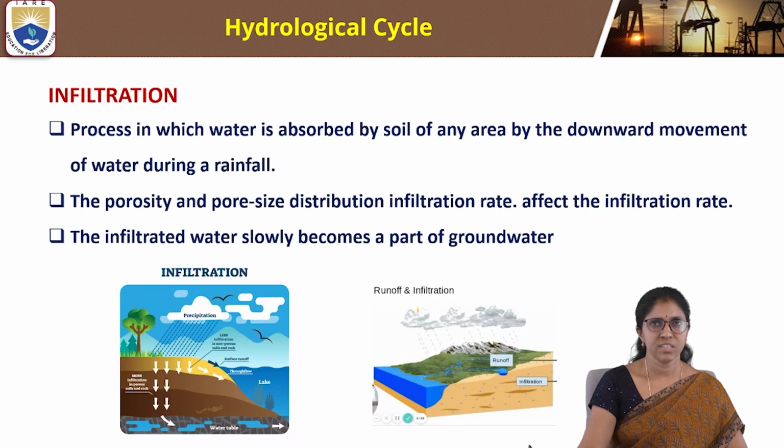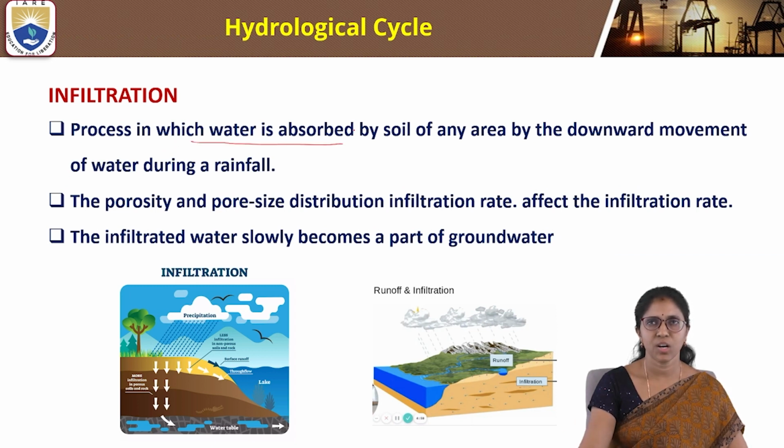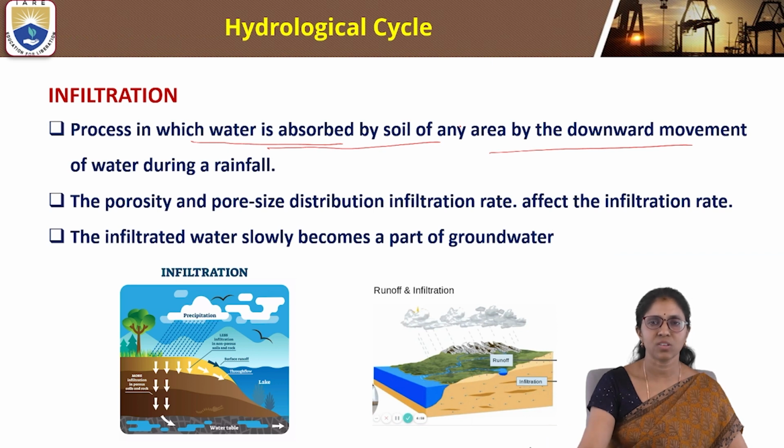Infiltration. Infiltration is the process in which water is absorbed by the soil of any area by the downward movement of water during rainfall. So when rain falls, the water is absorbed by the soil in a downward direction. This process is called infiltration.